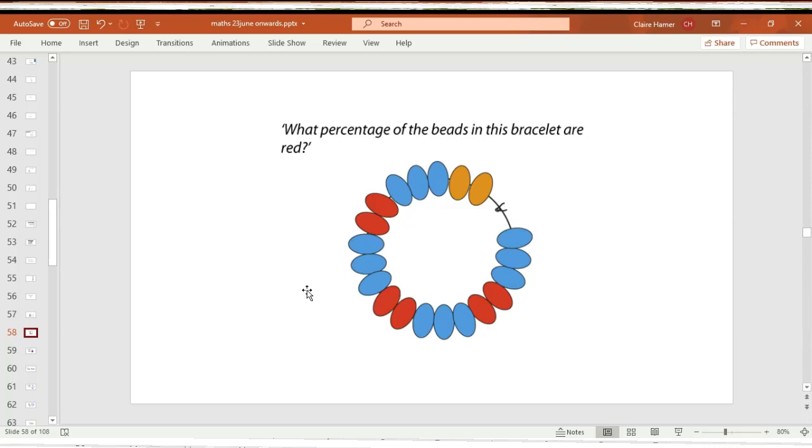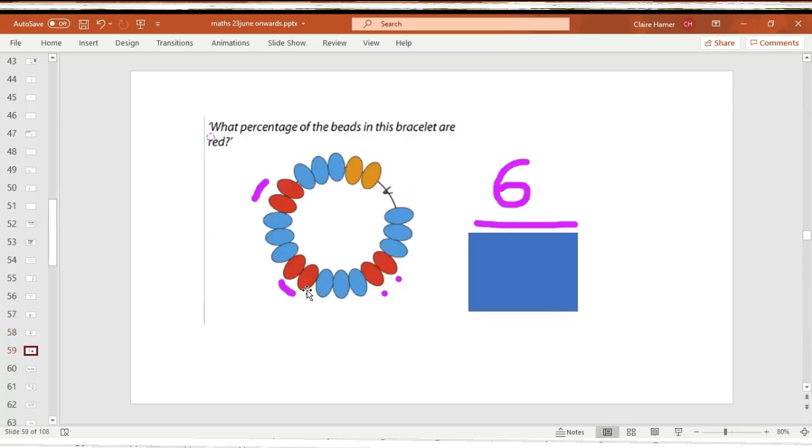Okay, if you're stuck, I'm going to give you some help. If you've finished, you're going to see if you did the same method that I am going to show. First of all, I counted how many red beads there are in the bracelet. I put 6. I wanted to write the fraction of the beads in the bracelet. So 6 is how many I've selected. What's my denominator? How many beads are in the bracelet altogether? That will be the denominator. What is it?